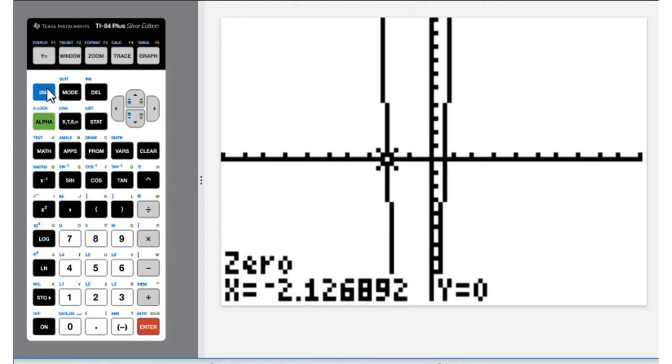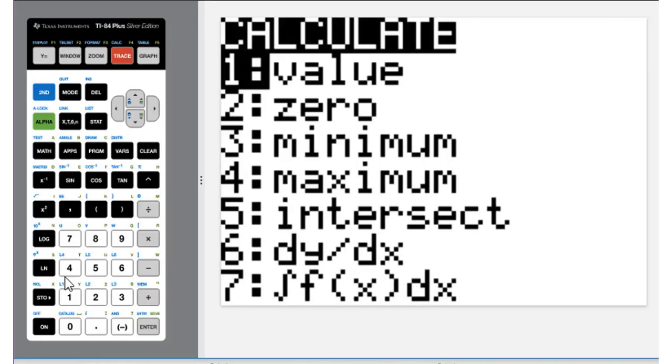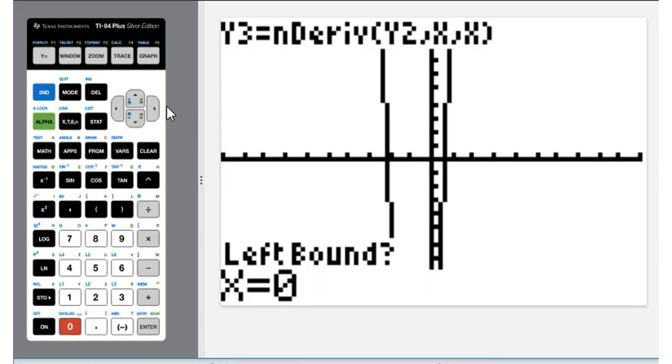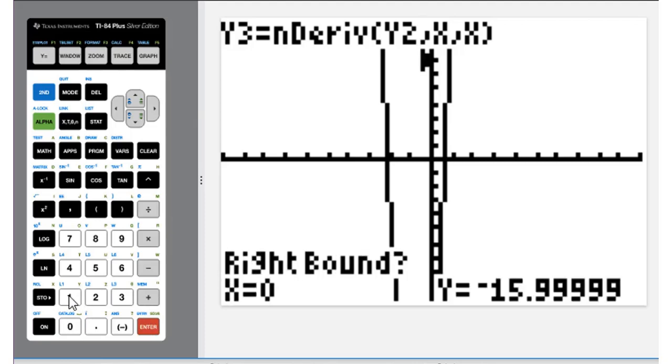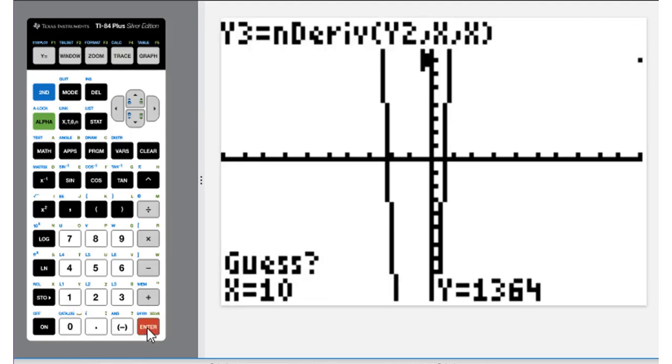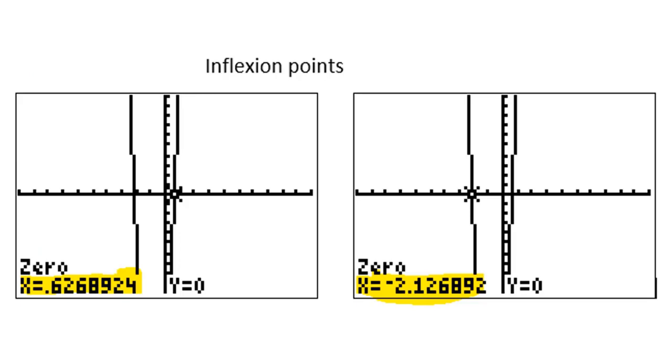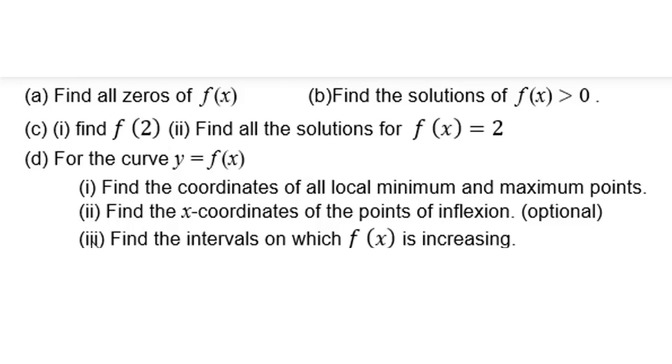The other inflection, we still do second trace, 2. Then left bound will be 0. Enter. Right bound is 10. Enter. Then enter. You will get x equals 0.62. In other words, the x-coordinates of inflection points will be x equals 0.63 and x equals -2.1.